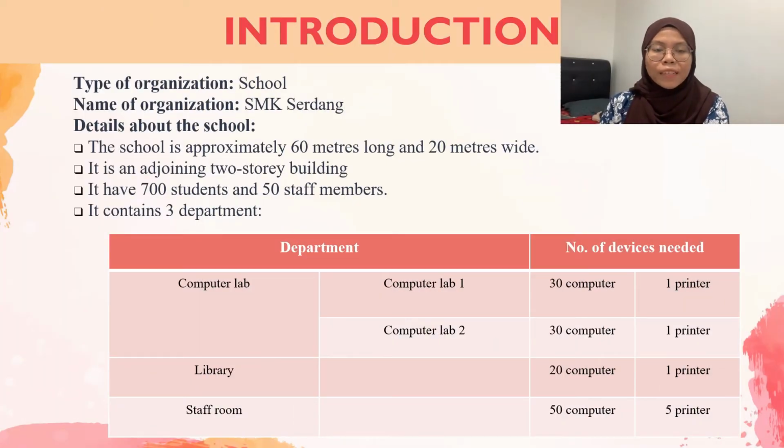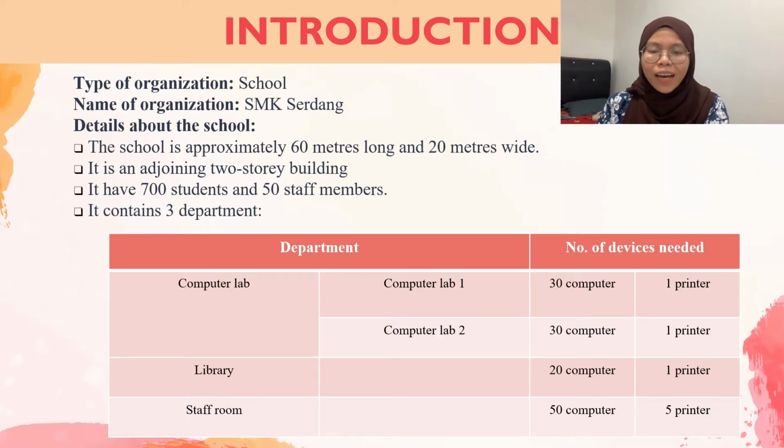Our group has decided to choose a school as our organization. We chose SMK Serdang. The school is approximately 60 meters long and 20 meters wide. It is an adjoining two-story building. It has 700 students and 50 staff members.